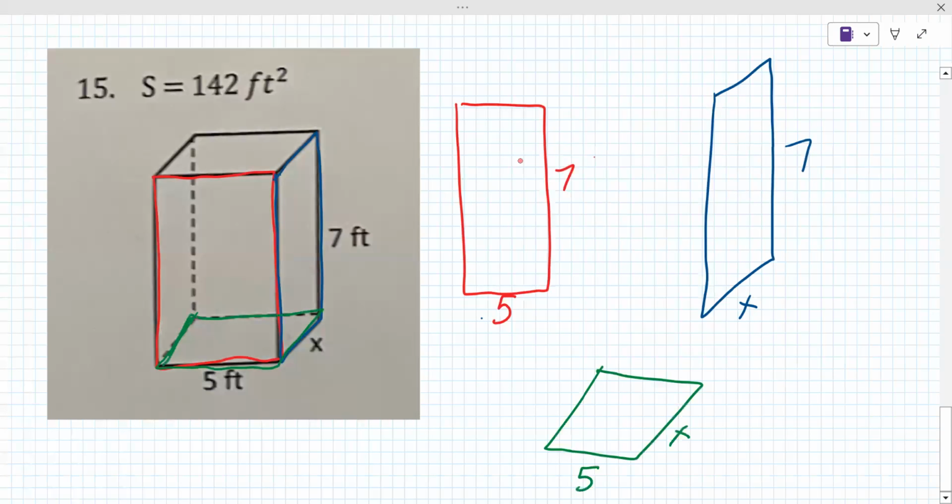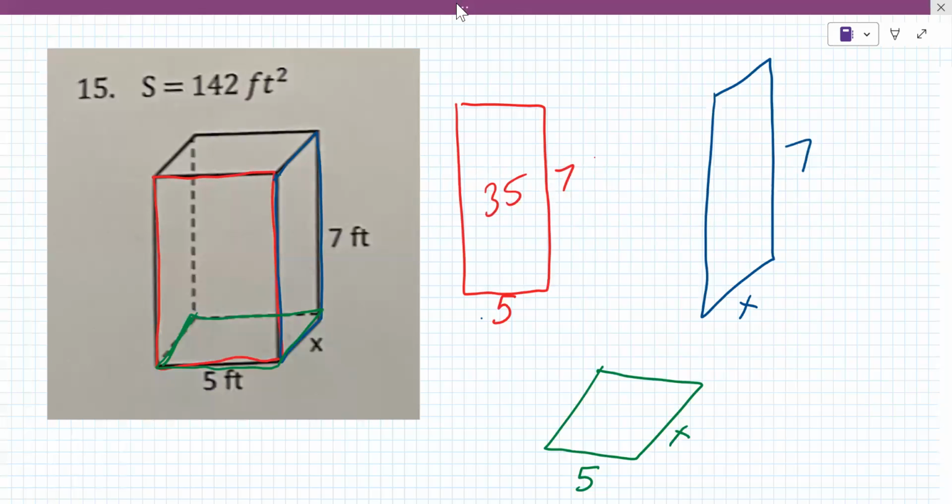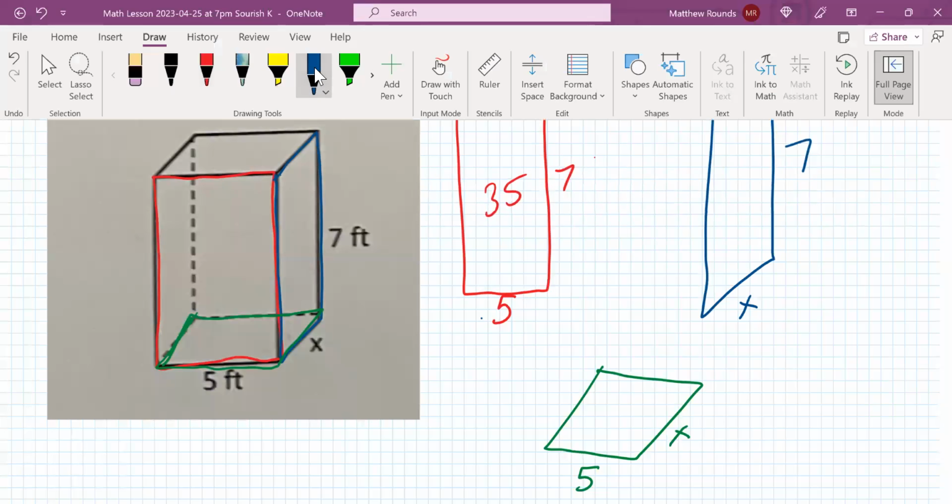Let's start with the red one. What's the area of the red one? How do you find the area of a rectangle? So the area of the rectangle, you should multiply 7 times 5. Okay, what is that? It's 35. 35, good. How about the area of the blue one?